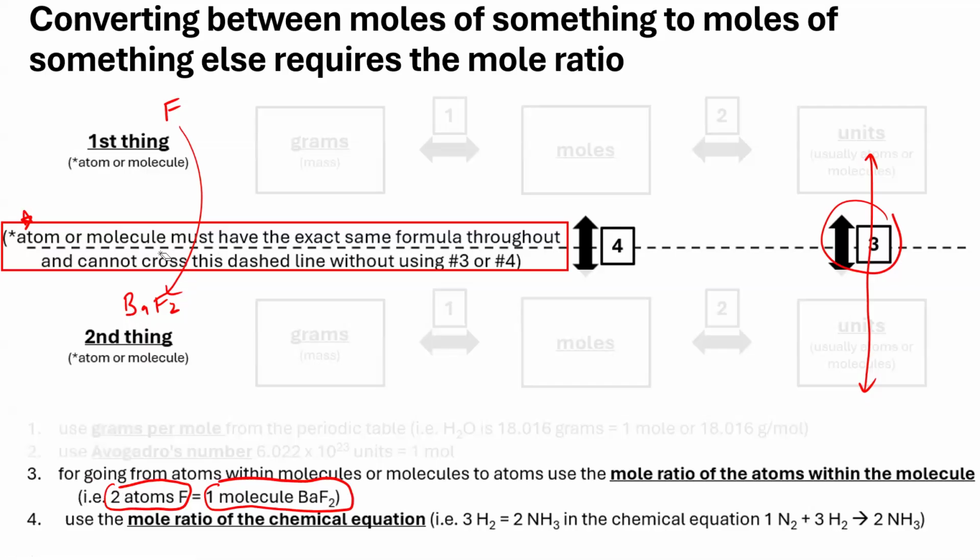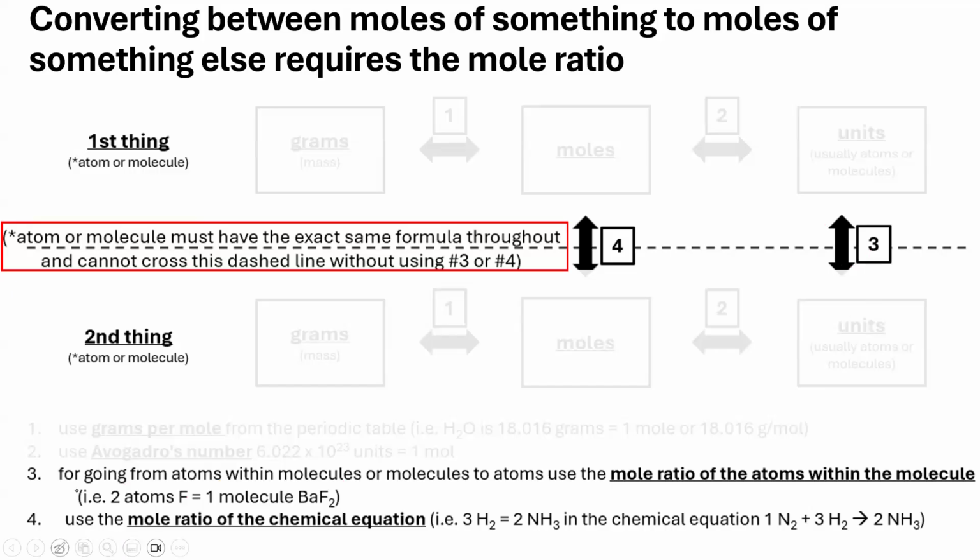All right, let's look at the other one now. So let's say we're trying to go back and forth between, let's say we have a certain amount of H2 and we're trying to see how much NH3 we can make. So let's say H2 here. Since NH3 is a different formula, you write it on the other side of this dashed line.